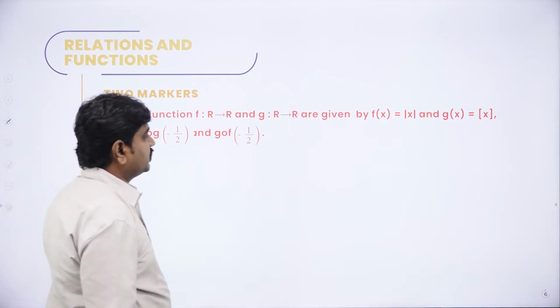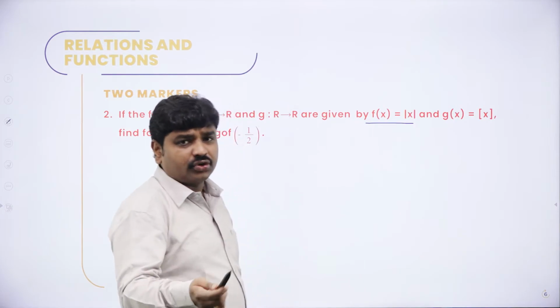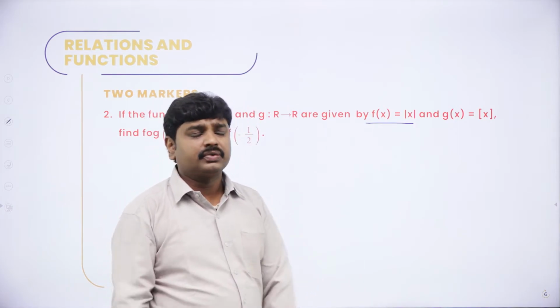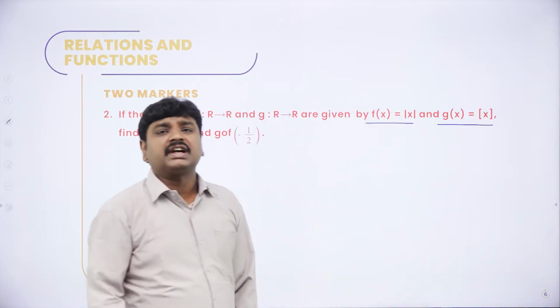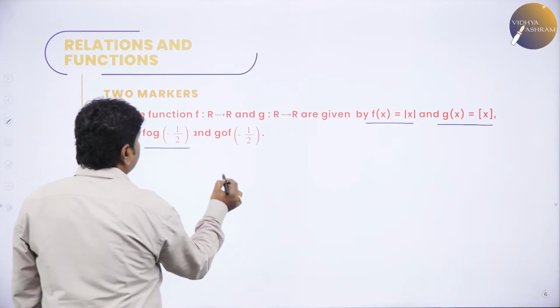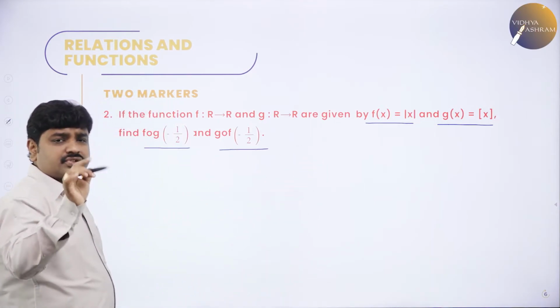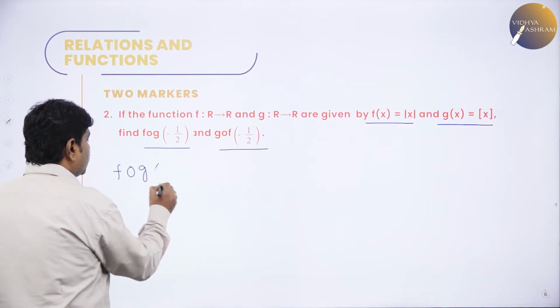So now they gave two functions. One function is f of x, f of x is mod x. All of you know mod x means it gives absolute value. And g of x, what is g of x? Square bracket x, the greatest integer function. They want you to find fog minus 1 by 2 and gof minus 1 by 2. Most important. So first let me teach you how to find fog minus 1 by 2.